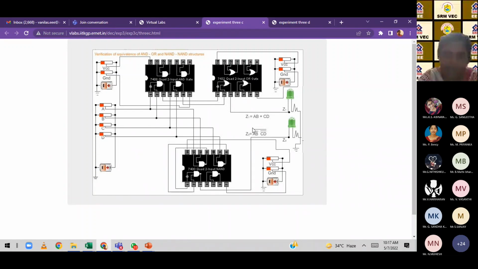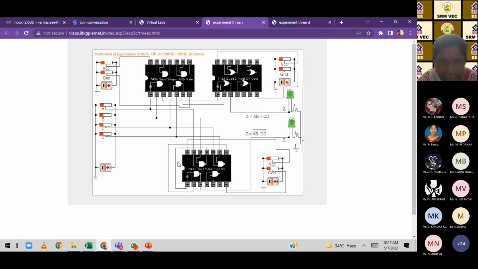Similarly, A, B, the whole bar, and C, D, the whole bar. What is this called? So this is the simplification by De Morgan's theorem. So A, B, the whole bar, so on this side we go for only the NAND gate. A, B, the whole bar, so A and the B are taken to the input of the NAND gate.